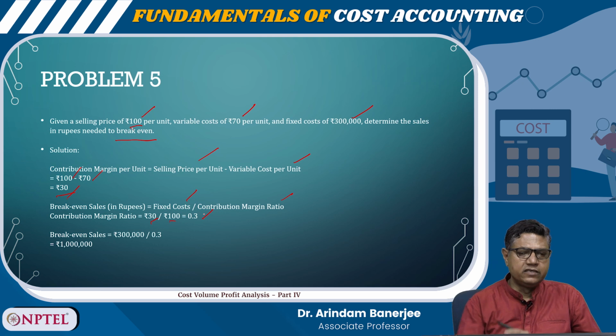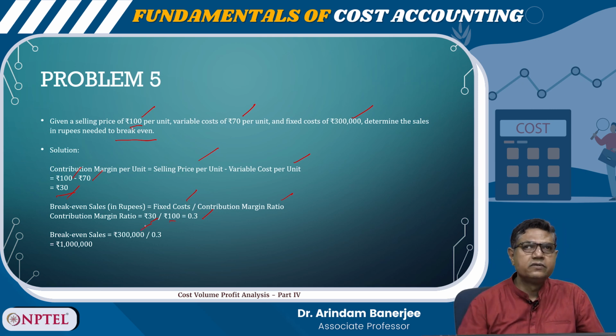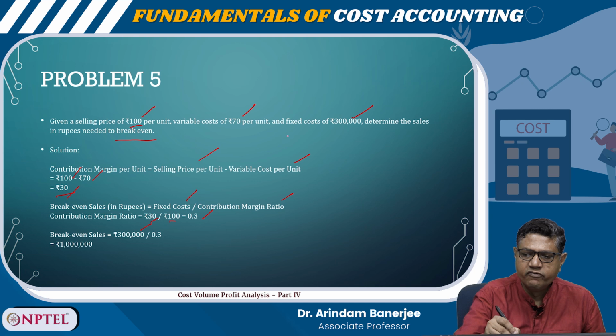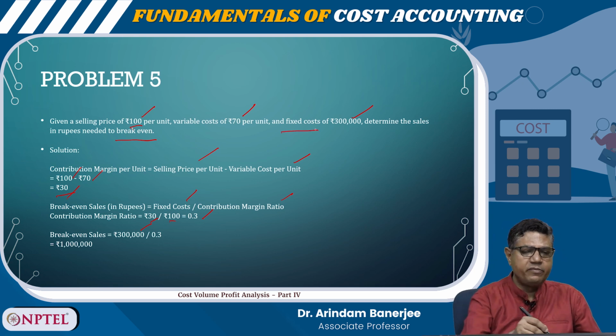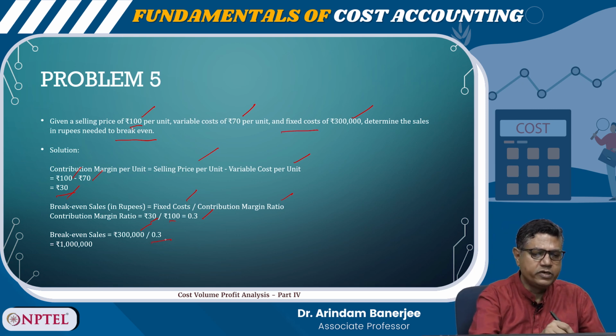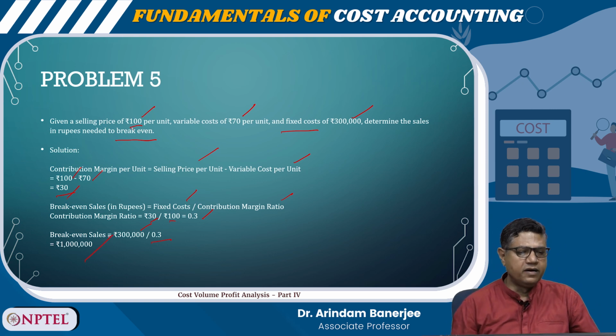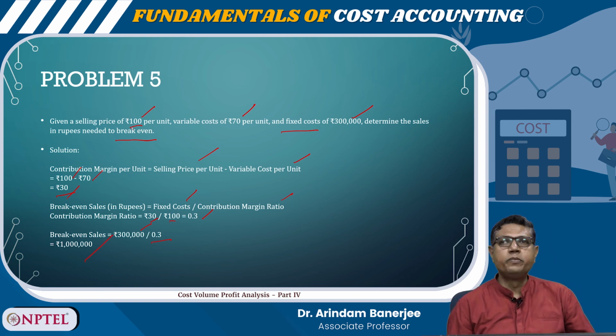So, break even sales is equal to 3 lakh, which is my fixed cost, divided by the contribution margin ratio 0.3. So, it is coming to rupees 10 lakh.